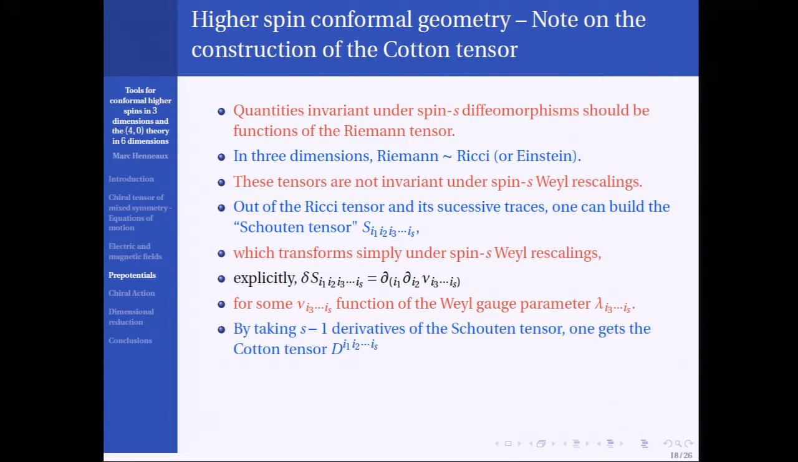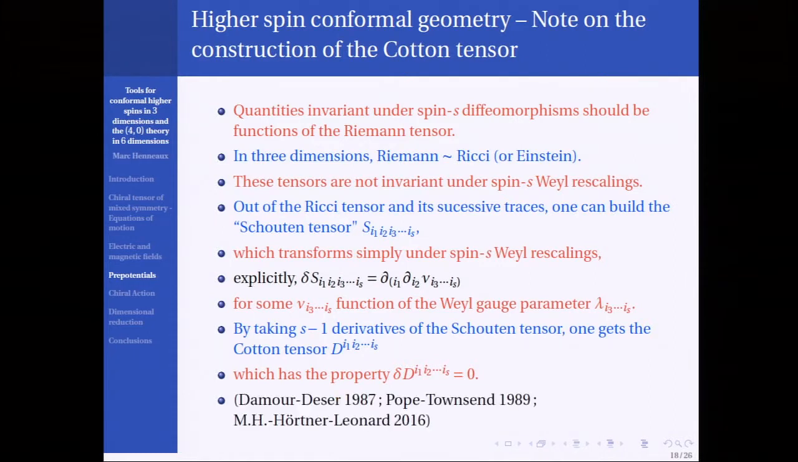And actually, if you want to respect the symmetries, by taking S minus 1 derivatives and antisymmetrizing on one of them, symmetrizing on most of them except one where you antisymmetrize, you will define the Schouten tensor, which will have the same number of indices, which is invariant under Weyl rescaling, and because by construction it's also invariant under the spin S diffeomorphism.